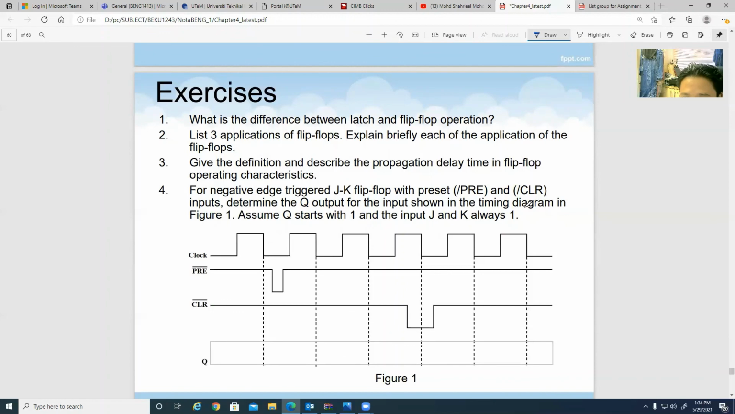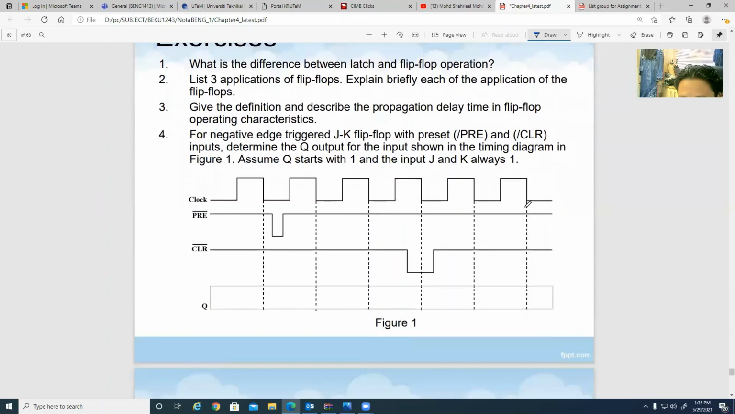Give the definition and describe the propagation delay time in the flip-flop characteristics. We have a lot of characteristics on the flip-flop, and you have to know them. On the propagation delay, we have two types: the high propagation delay and the low propagation delay. Maybe you can draw the propagation delay time.